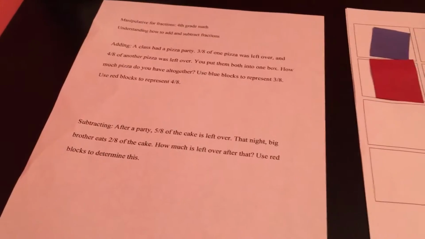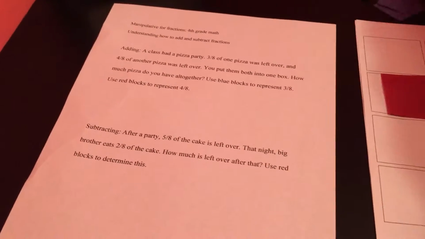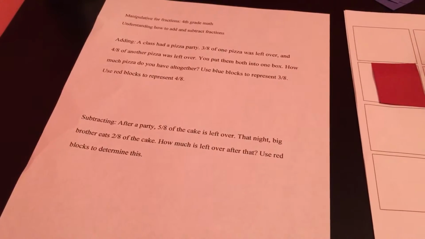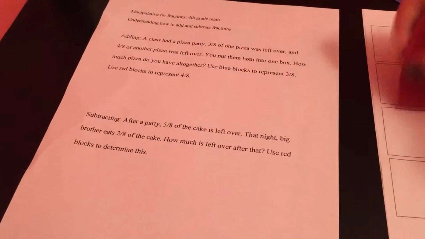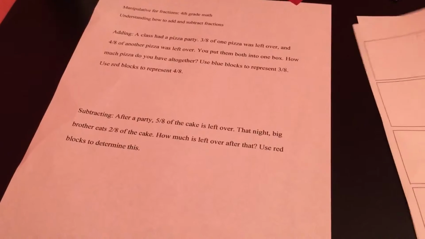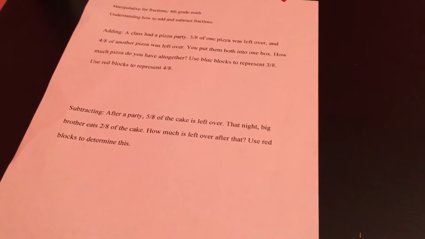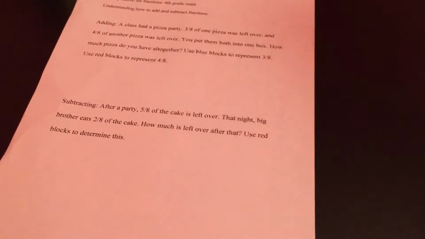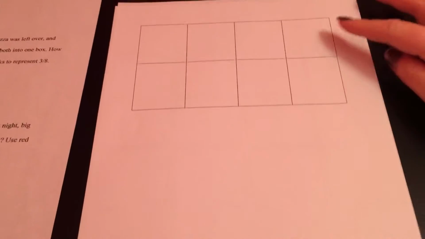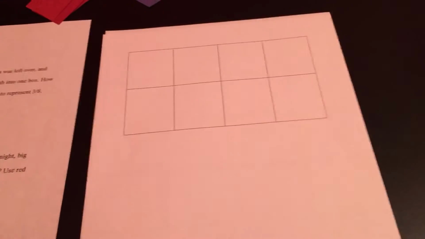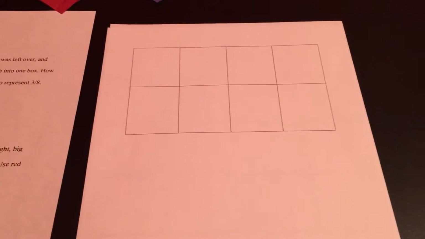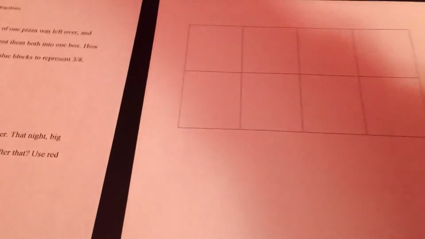With the next question, it deals with subtracting, and it says after a party, 5/8 of the cake is left over. That night, Big Brother eats 2/8 of the cake. How much is left after that? And it tells us to use red blocks to determine this. So on this grid sheet, there is 8 blocks that shows that they had 8 pieces of the cake at the party. So we're going to use these red blocks to determine how much cake is left.